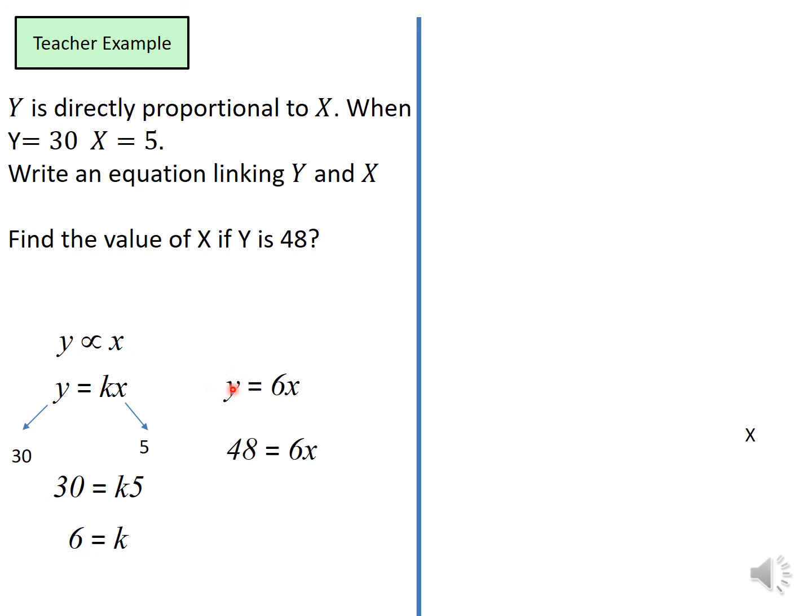So instead of y, I'll put 48. 6 stays as 6, and x is what we need to find out. If we want to find x, we need to get rid of 6. So divide both sides by 6, and then you get x equals 8. So when y is 48, x would be 8.